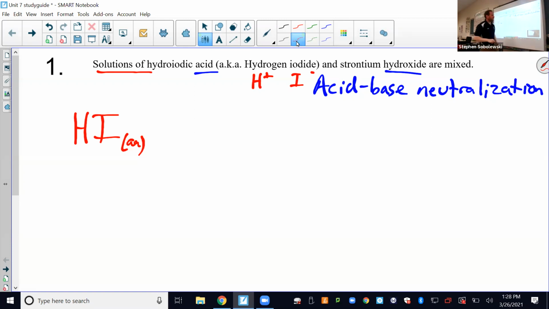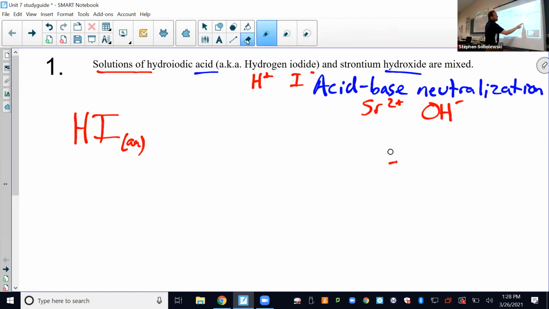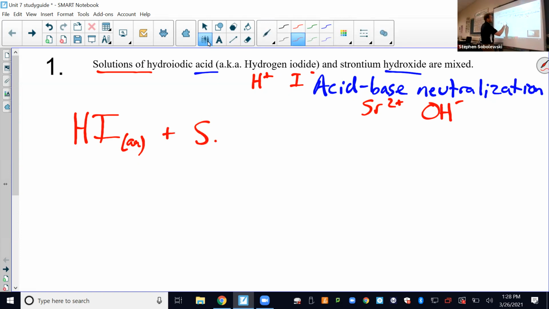And strontium hydroxide. So strontium is Sr with a 2+ charge. Hydroxide is OH with a minus charge. It's going to be 1 strontium, 2 hydroxides, crisscross those charges there. And since we have 2 of those hydroxides, you need parentheses. So plus Sr(OH)2. And again, solutions of, so aqueous.